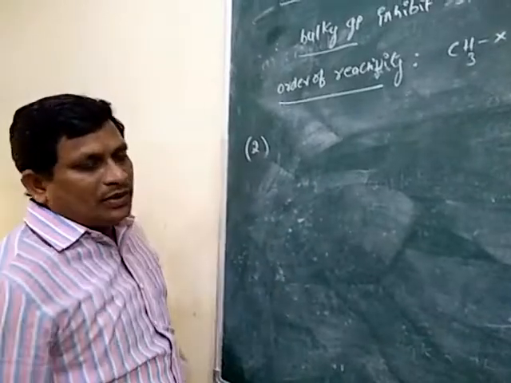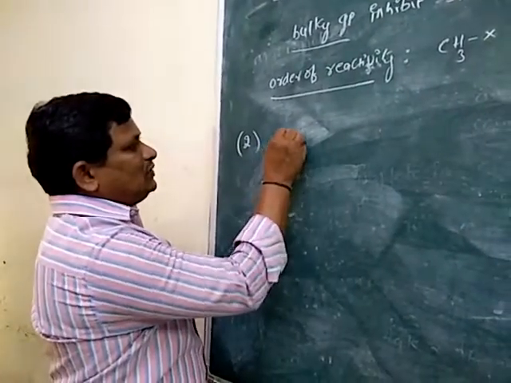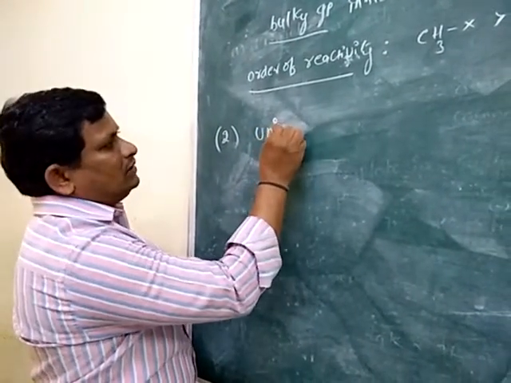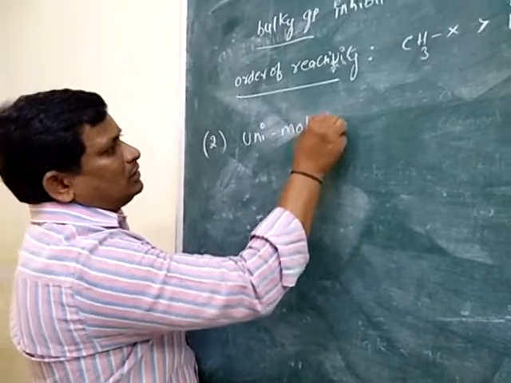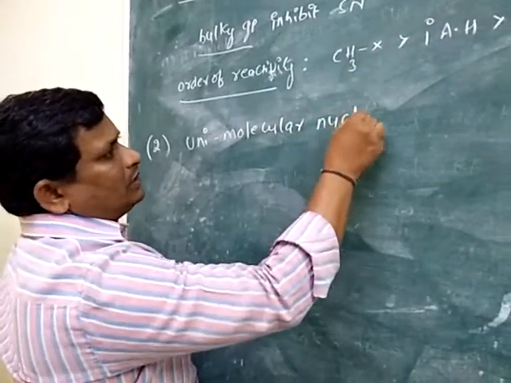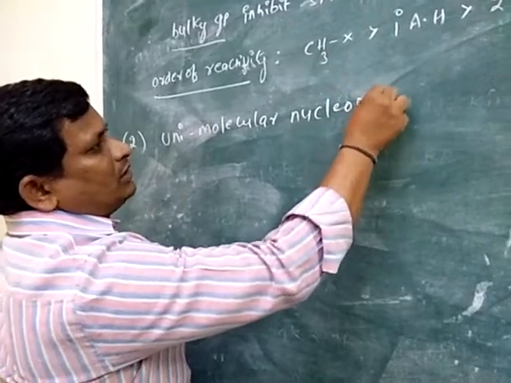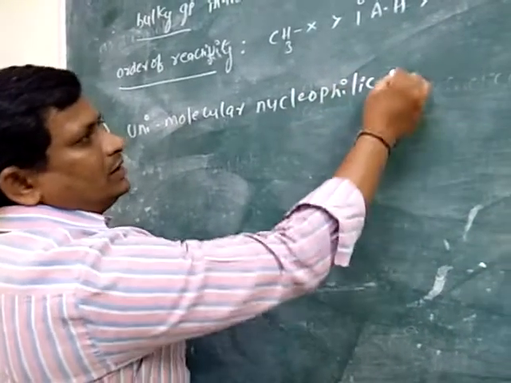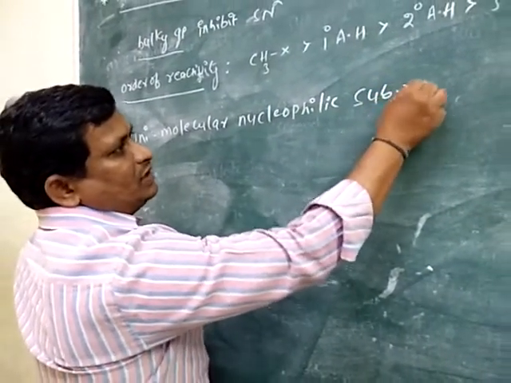Then the second type of mechanism is unimolecular nucleophilic substitution reactions, where uni means one.